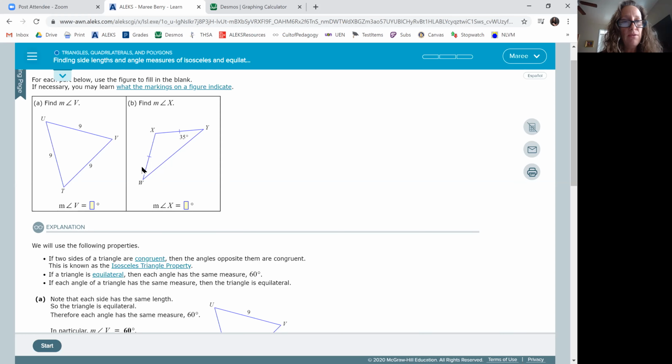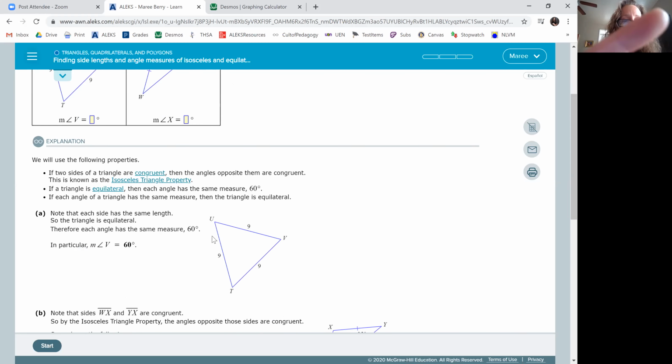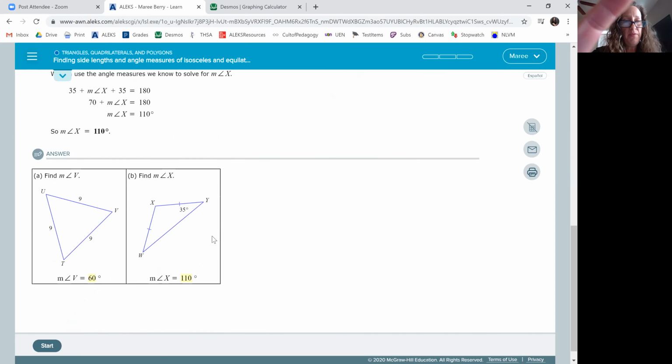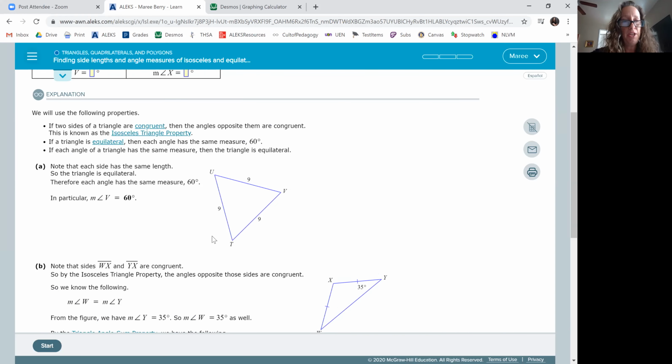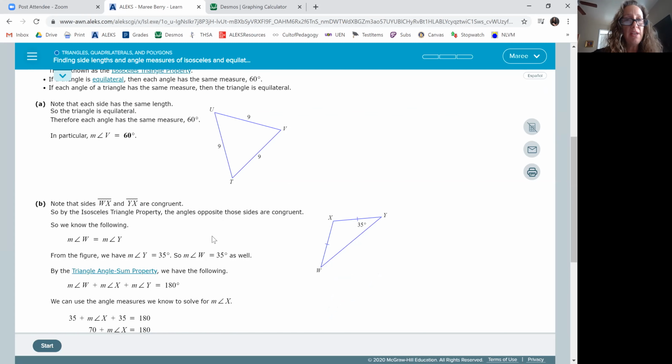In this problem, angle W will be 35 because those are the opposites. These are actually called base angles. So those base angles are both 35, which means together they're 70. And 180 minus 70 is 110. So angle X will have to be 110. And that's what they're explaining here on the explanation page. So let's do a few examples on this one.